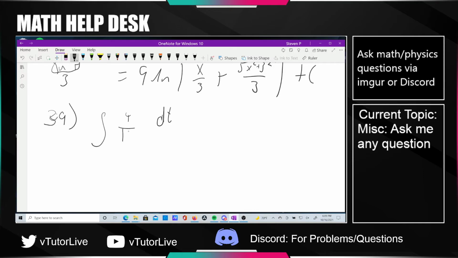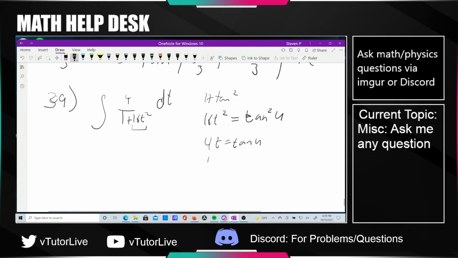That was really messy. Okay, all right. So 1 plus something, again, this is probably going to look like 1 plus tan squared. So right now, I'm going to want to let 16t squared be equal to tan squared of u, right? So if we do this out, that means that 4t is equal to tan of u, or 4 dt is equal to secant squared of u du.